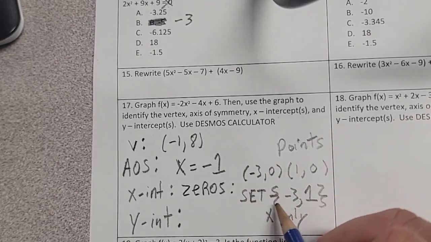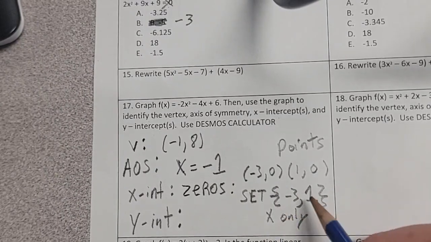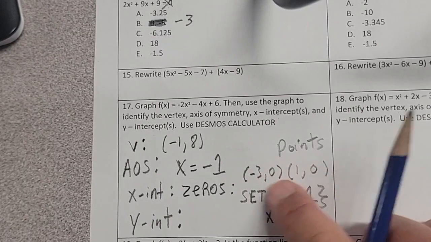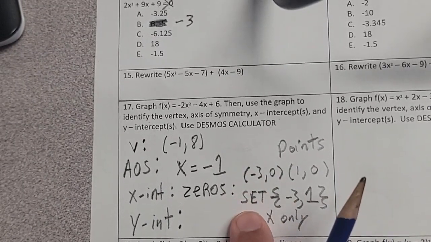But a set has braces, and you don't put all the numbers. You only put the x only. So be very careful on the test. Make sure you know the difference between the points and the set. I think it's going to be like this on the test, okay?